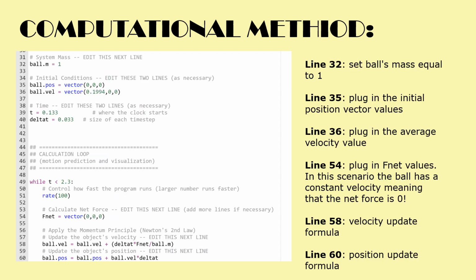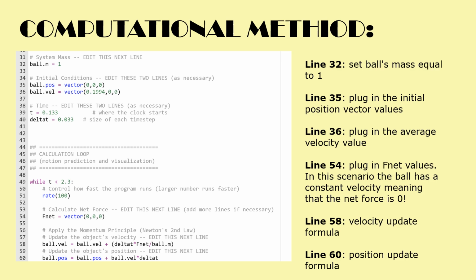In this method, we used coding to calculate the position of the ball over time. So first, in line 32, we have the ball's mass. We set it equivalent to 1 because the mass in this scenario is not significant. Next, we have the ball's position. We set the x, y, and z components of the vector equal to 0 because the ball started at the origin. Moving on, we have the ball's velocity. The velocity was calculated using the average velocity formula, which is a change in position over a change in time. And the ball only changed position in the x direction, so the y and z values are still 0.